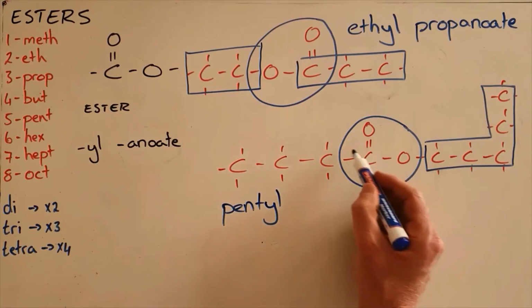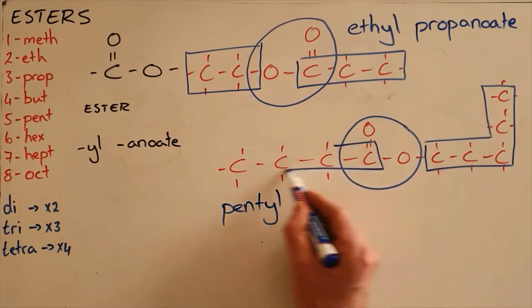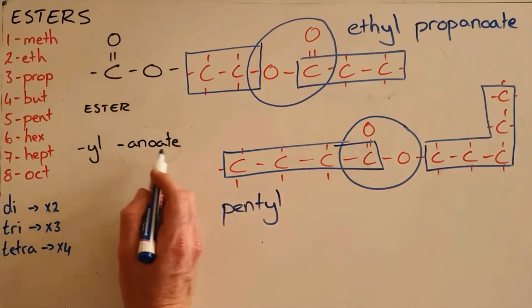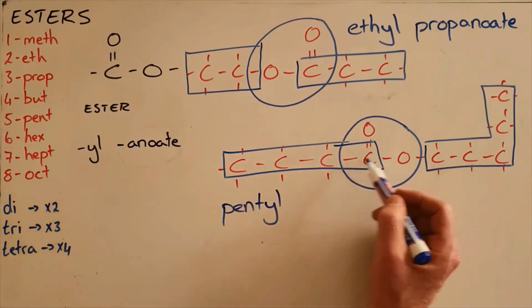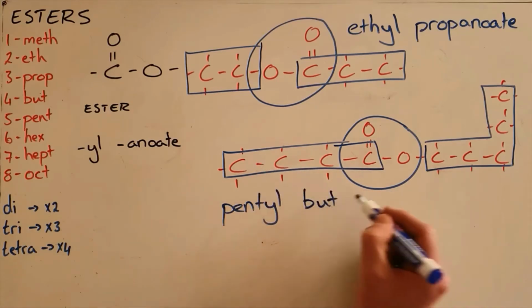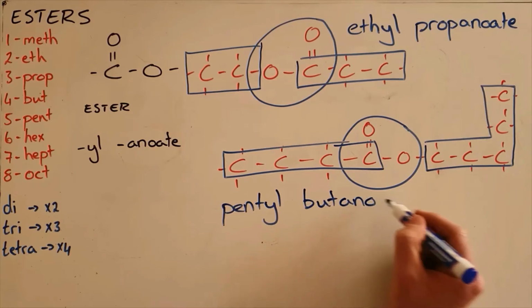And then the part of this compound that is attached to the double bonded oxygen is always the main part, and that gets the suffix anoate, meth, eth, prop, but. So this would then be correctly called pentyl butanoate.